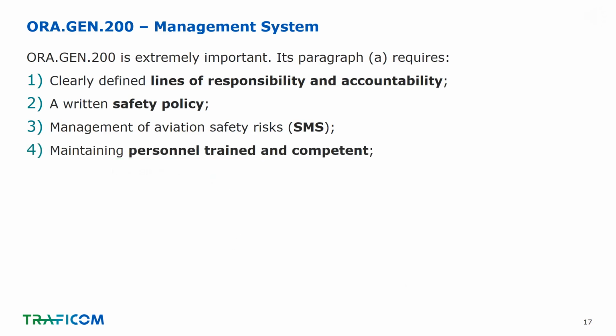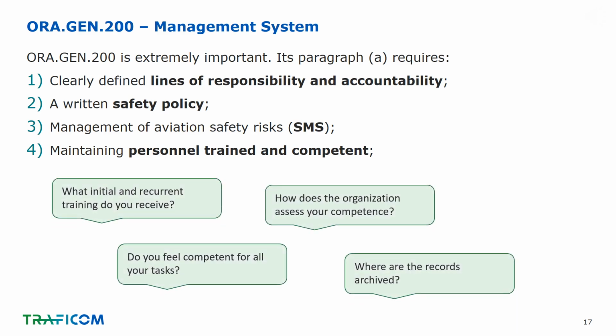Fourth, the organization shall maintain personnel trained and competent. Please focus on the word competent. Imagine that a new person is hired to your company. Someone gives them training. Is the person then fully ready to start independent work? Not likely. Here you can see examples of high-level questions that the auditor can ask from anyone in the organization. Training is always welcomed, but it is required to ensure that the personnel is competent.